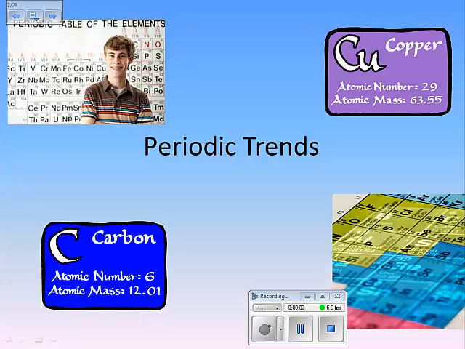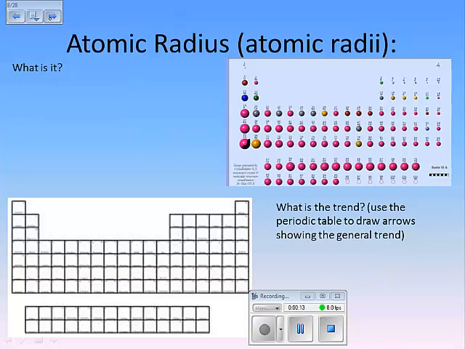This video is over periodic trends, and what you need to be able to do here by the end of this video is be able to compare different properties of each element with another element on the periodic table. So the first property we're going to talk about is the atomic radius.